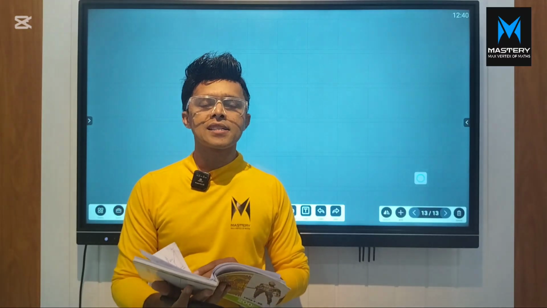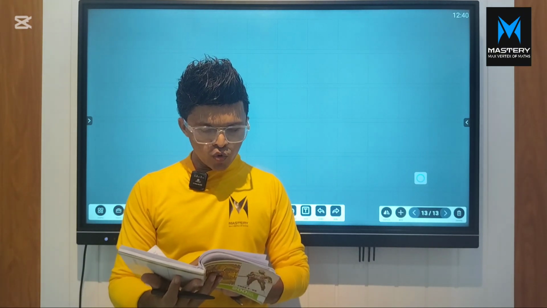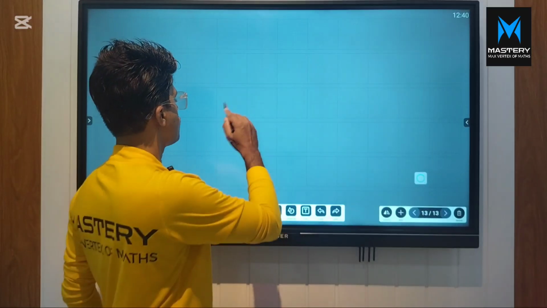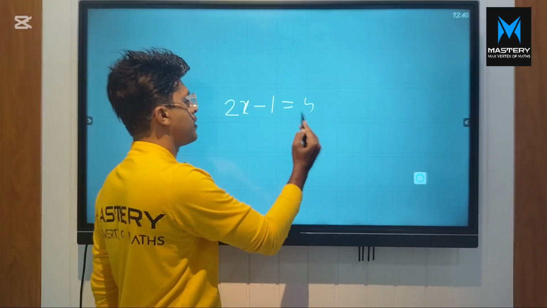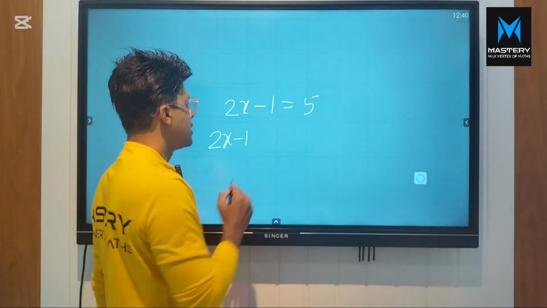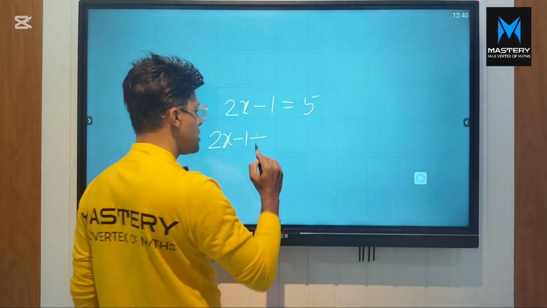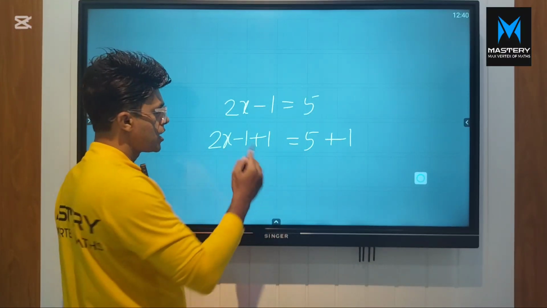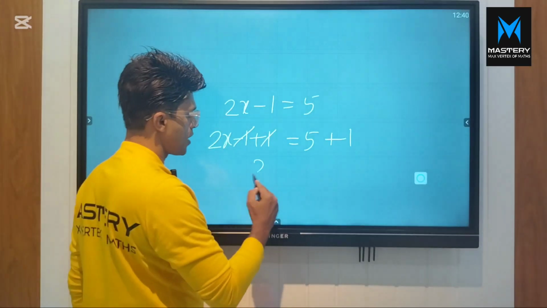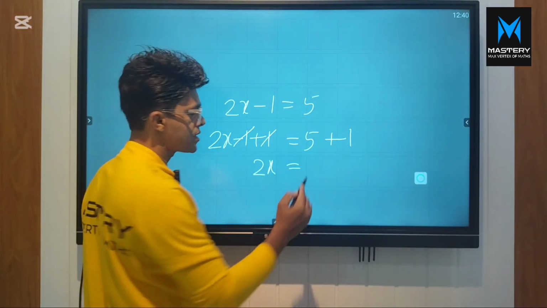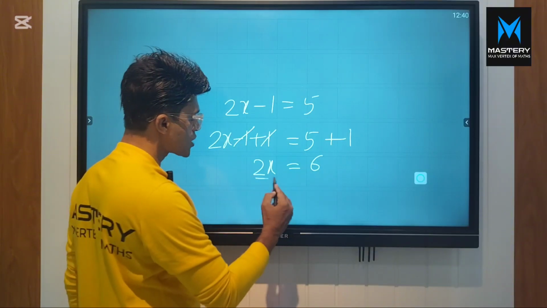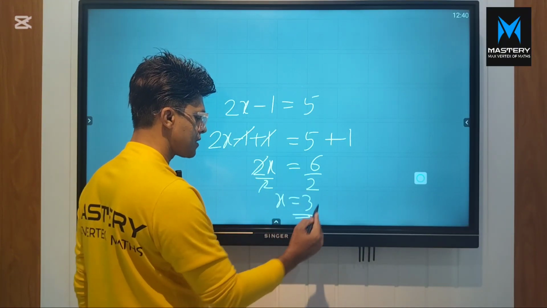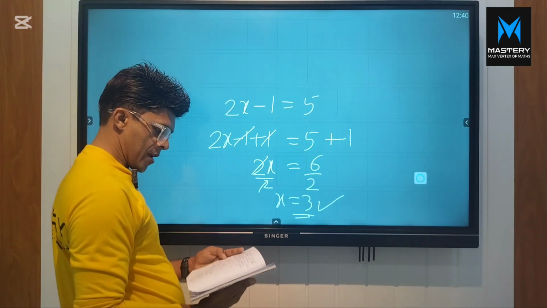The 16th question is an equation. We should solve this equation: 2x minus 1 equals 5. Now, here is minus 1, therefore you could add plus 1 to both sides. Now we could simplify this minus 1 and plus 1. Now 5 plus 1 is 6. Then on both sides we could divide by 2. So the value of x, we are able to get it as x equals 3.